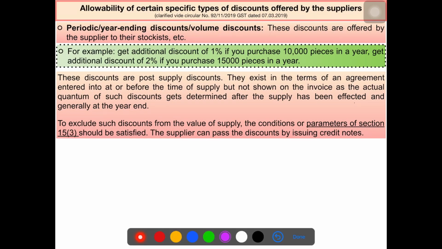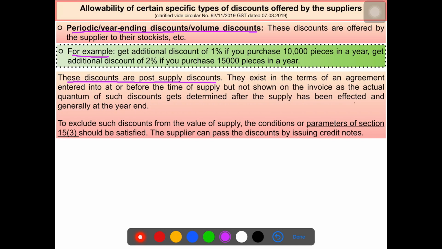The second one is periodic or year-ending discounts or volume discounts. It is actually a post-supply discount. These discounts are offered by the supplier to their stockist generally. For example, get an additional discount of 1% if you purchase 10,000 pieces in a year. Get an additional discount of 2% if you purchase 15,000 pieces in a year. So these discounts are post-supply discounts which get determined after the supply has been done.